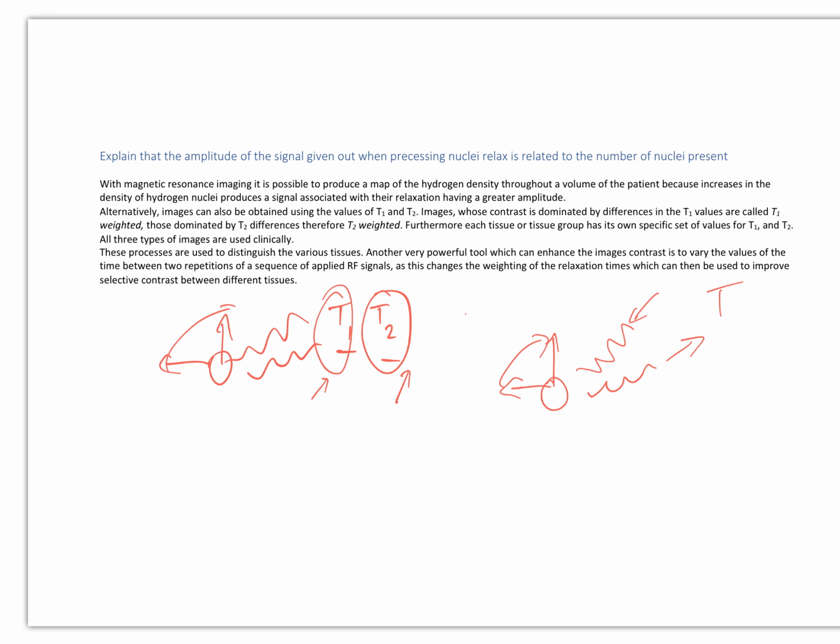Some T times are longer than others, we call them T2. The initial return of that radio wave might be T1, a shorter time. Different tissues have different T1 and T2 times, depending a lot on the amount of free water available within them.